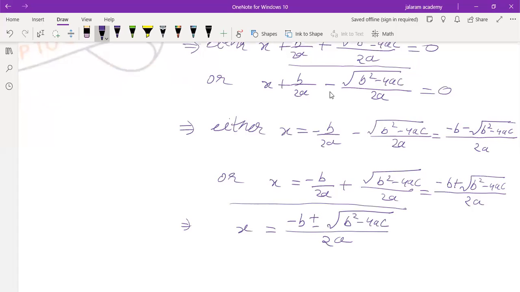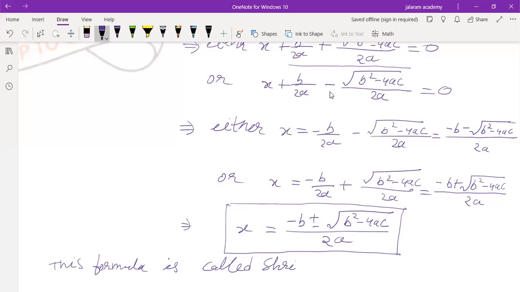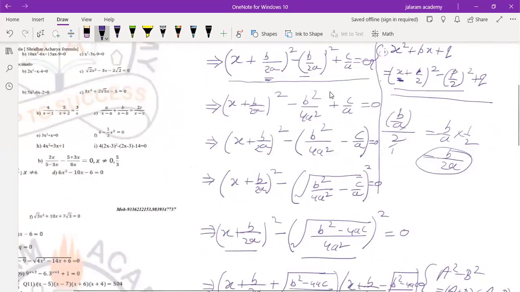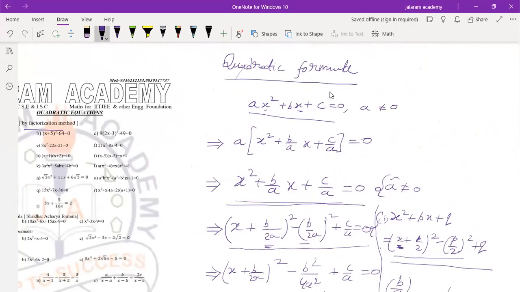This formula is called quadratic formula or the Sridharacharya formula. Understood? This formula is called what? Sridharacharya formula. Sridharacharya's formula. Okay. Is that clear to you? Yes, sir. Very important formula it is.